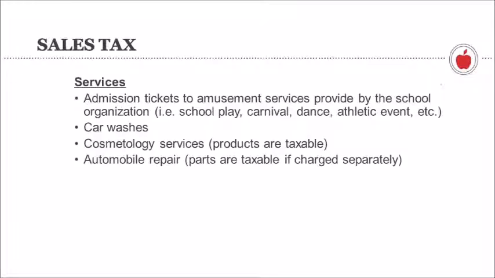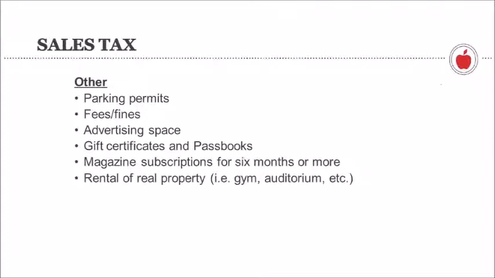eating utensils. Other exempt items are services like admission tickets to amusement services provided by the school organization, like school plays, carnivals, dances, athletic events, and so on. Car washes, cosmetology services, although products are taxable. Automobile repair, although parts are taxable if they're charged. Other exempt items are things like parking permits, fines and fees, advertising space, gift certificates and passbooks, magazine subscriptions for 6 months or more, rental of real property, that is to say gym or auditoriums.